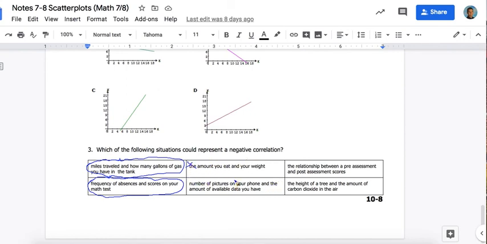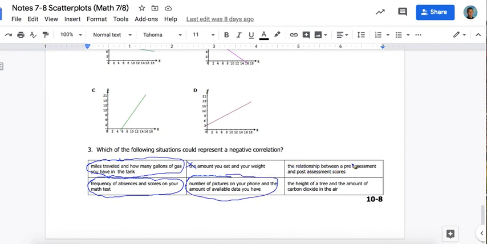Okay, number of pictures on your phone and the amount of data you have. So as you take more pictures, are you going to have more data or less data? Good, less data. So as your number of pictures increases, the amount of data available is going to go down. So that's a negative correlation.